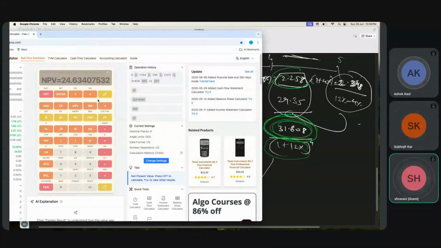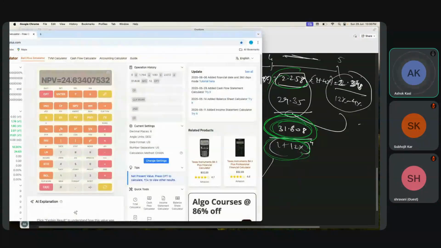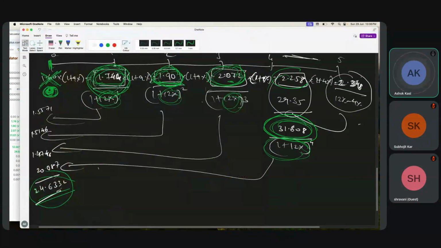Got it? Okay. So later on you practice this. We will be using this many times in the corporate issuer subject. So when these payments are all different like this, and all have to be discounted with only one rate, that time we can use the cash flow function, or manually also you can do.